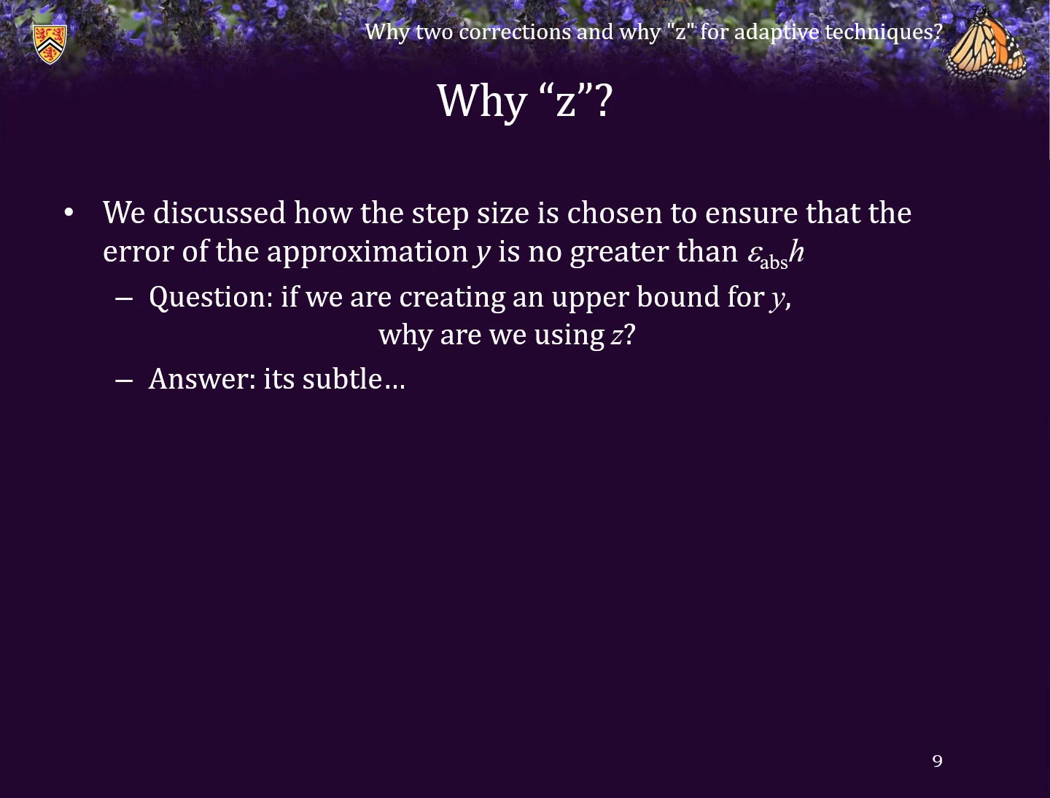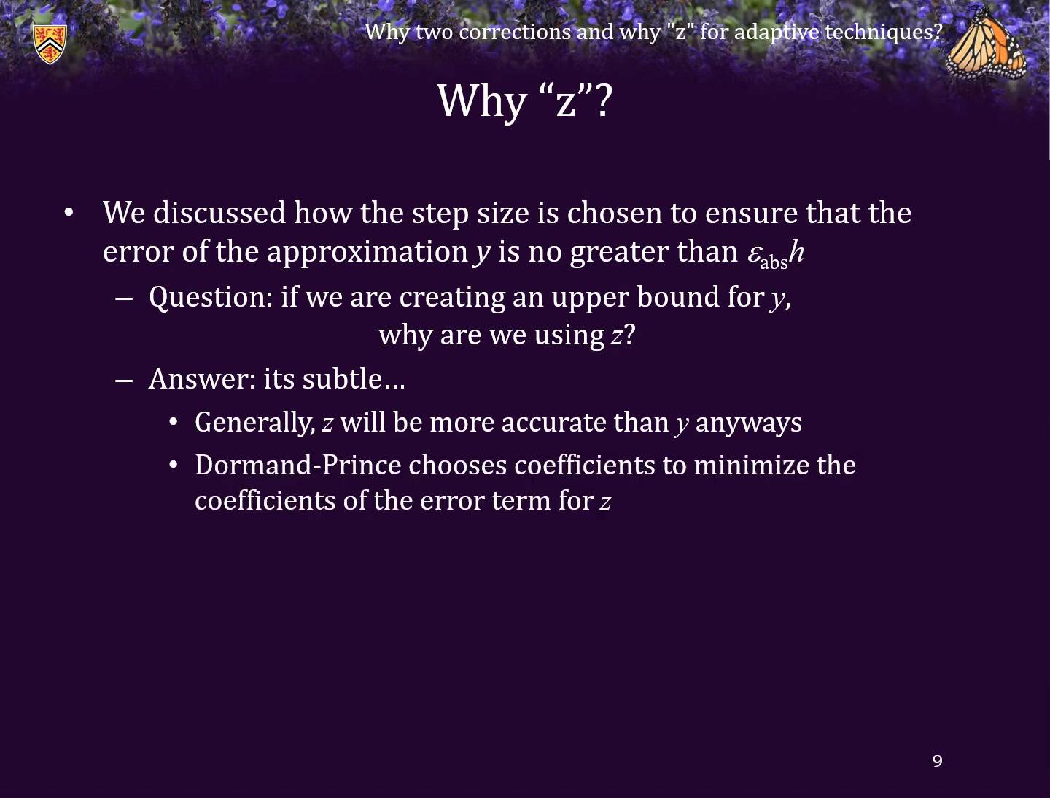Answer: unfortunately, it's subtle. Generally, z will be more accurate than y anyway. So since we've calculated z, we might as well use it. In fact, Dormand-Prince chooses the coefficients for y and z to minimize the coefficients of the error for z. This doesn't happen to actually be the case for another algorithm called Runge-Kutta-Fehlberg.